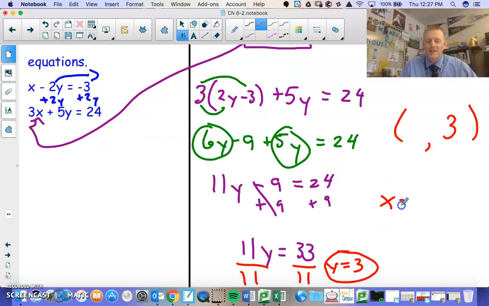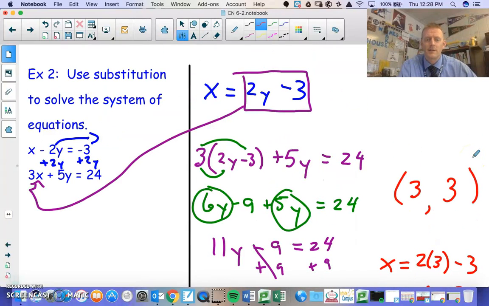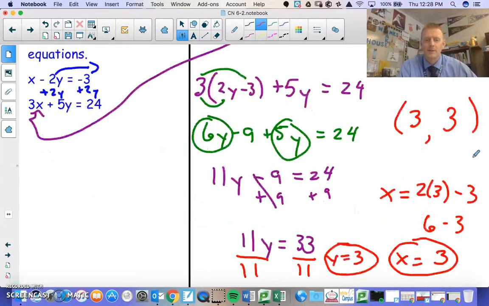So x is equal to 2 times that 3, and then minus 3. So 2 times 3 is 6, minus 3 makes it 3, so x is equal to 3. Hey, that's kind of cool. We got x equals 3, y equals 3. And hopefully we just did that right. See, 2 times 3 is 6, minus 3 is 3. Yeah, perfect. So my ordered pair answer is this.